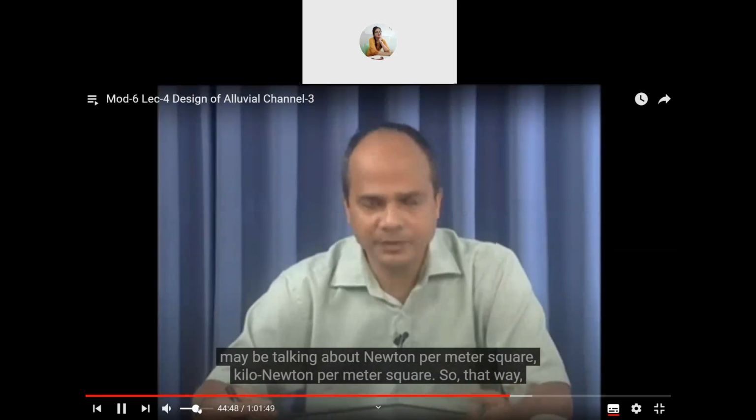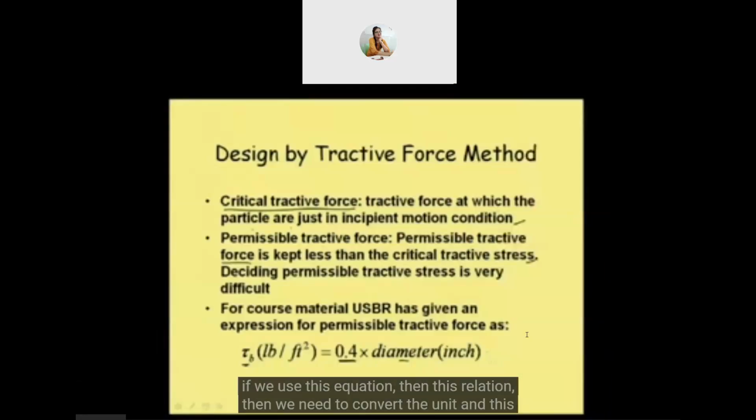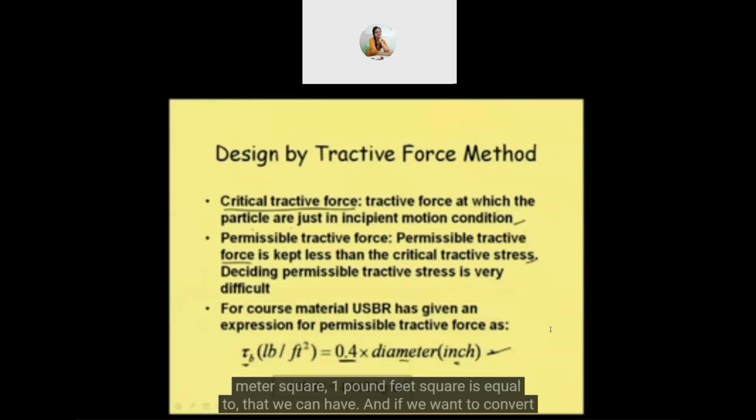So if we use this equation, then we need to convert the unit, and it is well known how we can convert from inch to centimeter. Just to give readily how we can convert pound per feet square to kg per meter square: 1 pound per feet square is equal to 4.882 kg per meter square. And if we want to convert it to Newton, then we multiply it by 10, and for kilonewton, 1000, so like that we can change these things.